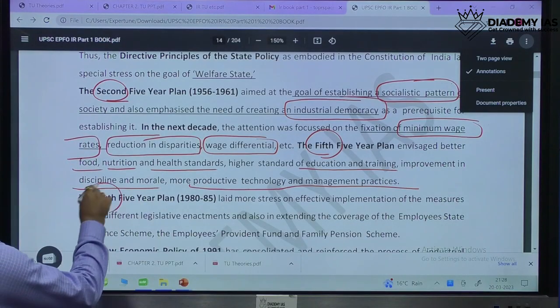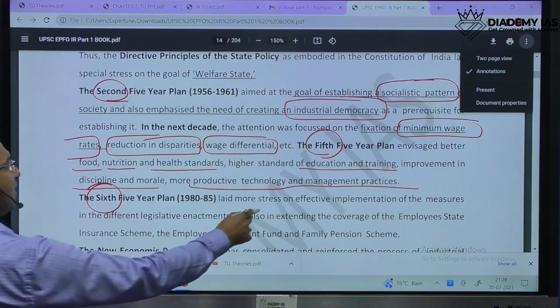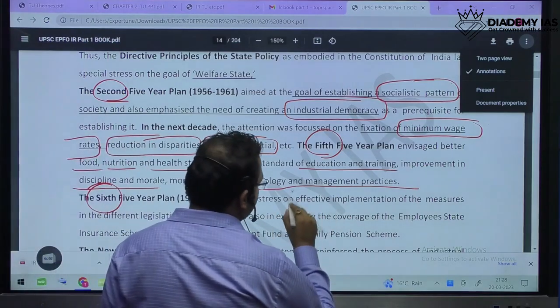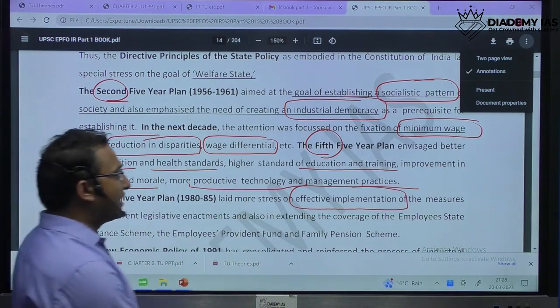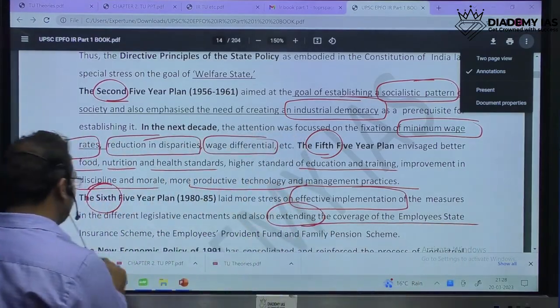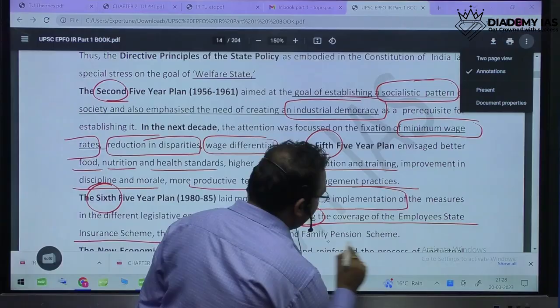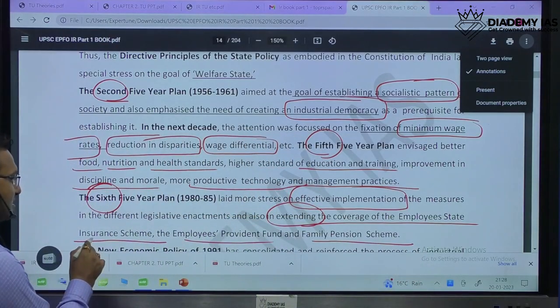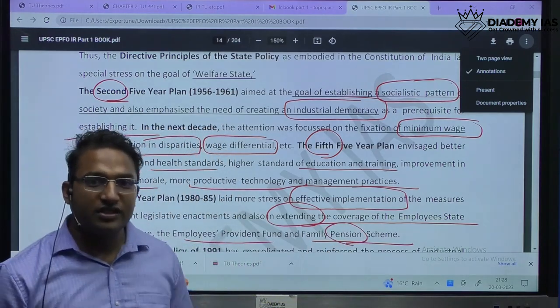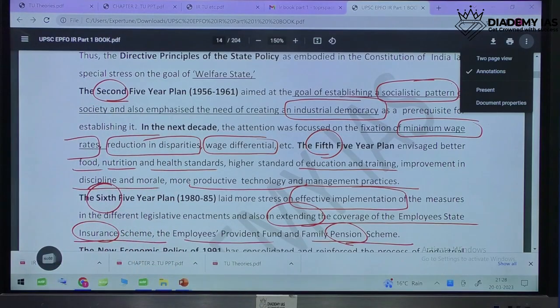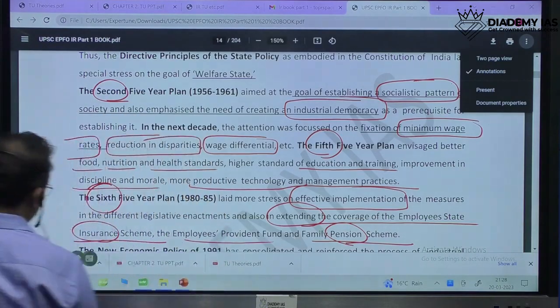Then came the sixth 5-year plan. In the sixth 5-year plan, the focus was on effective implementation of these enactments, and also extending the coverage of the employee state insurance scheme, employee provident fund, and family pension scheme. So we wanted to enhance the coverage of insurance and pension. We have to implement the earlier policies in a good manner, and extend the coverage of the insurance and pension schemes. Insurance और pension schemes की coverage को हमें enhance करना था, right?